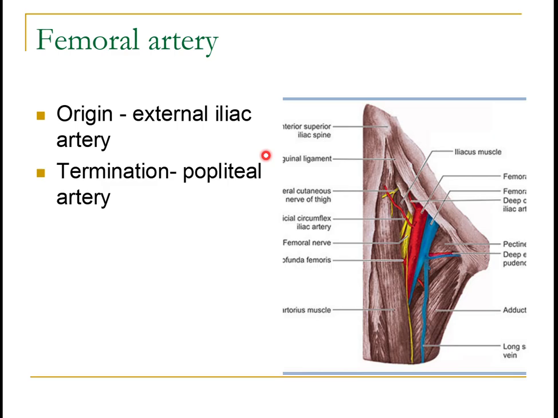So we will learn about the anatomy of the femoral artery. Femoral artery is a continuation of the external iliac artery and it enters into the femoral triangle. From the femoral triangle, it enters into the adductor canal and through the fifth osteoaponeurotic opening, that is the fifth opening of the adductor magnus, it enters into the popliteal fossa as the popliteal artery. So the termination of the femoral artery is that it continues as the popliteal artery.